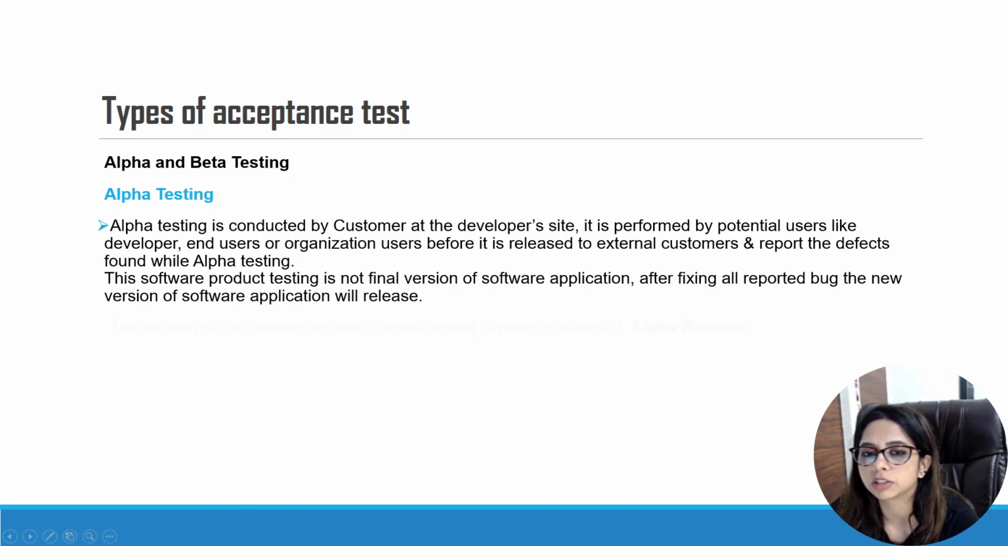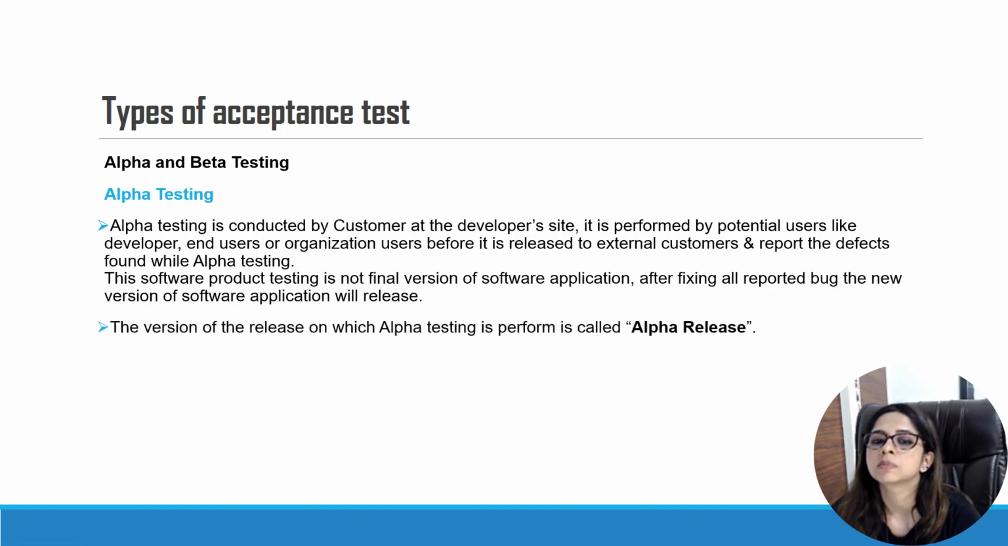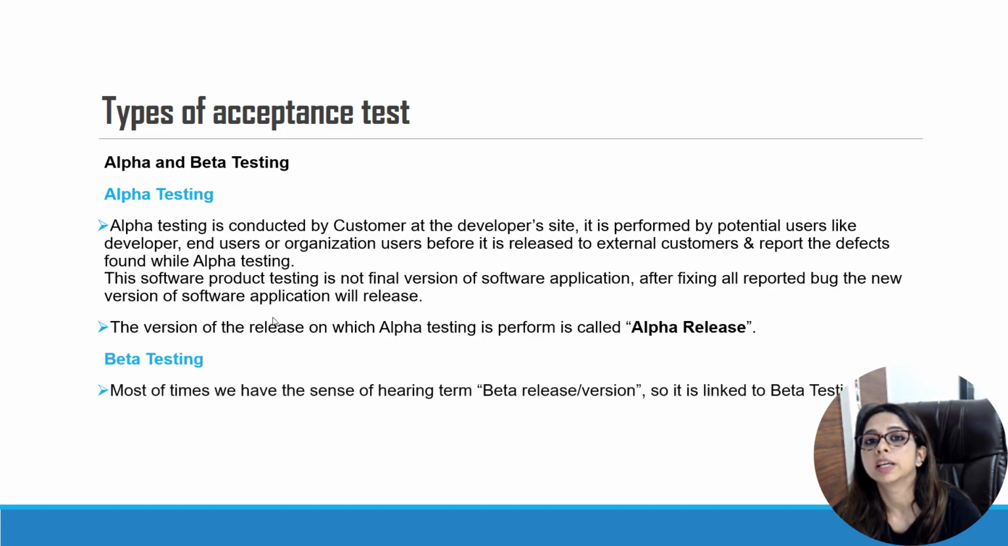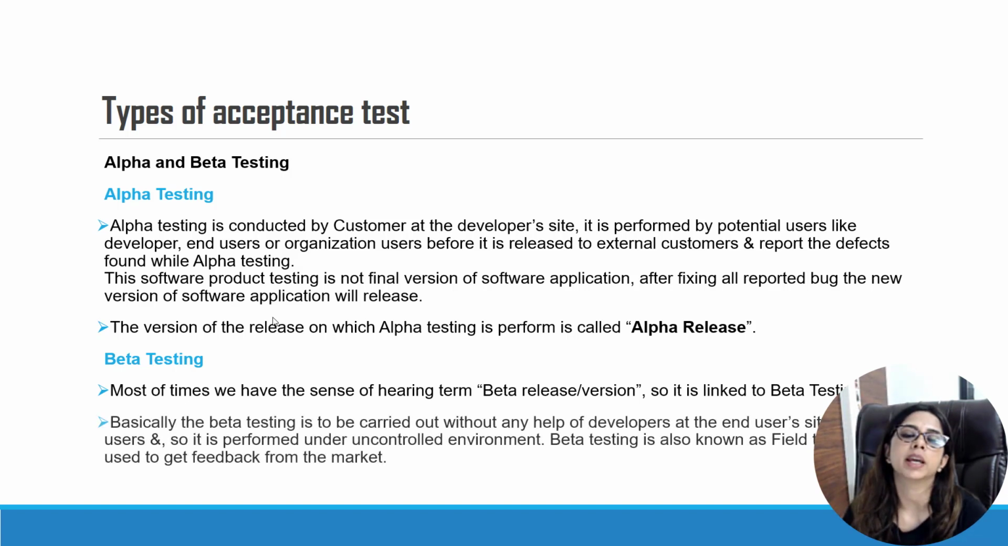So that is the major difference between alpha and beta testing. So you can see, go through this PPT. Alpha is conducted by customer at the developer side, and it is performed by potential users like developers or the end users or the organization before it is released to the external customers and report the defects while we are doing the alpha testing. Now, this is called alpha release, whereas beta testing is done completely at the client side, that is the customer side, and it is done by end users, or there's a team appointed who will act as end users, or completely by end users too.